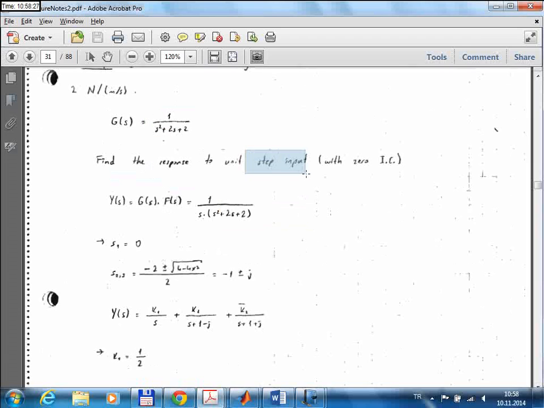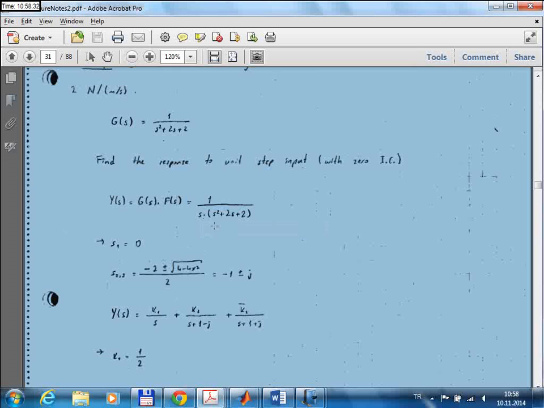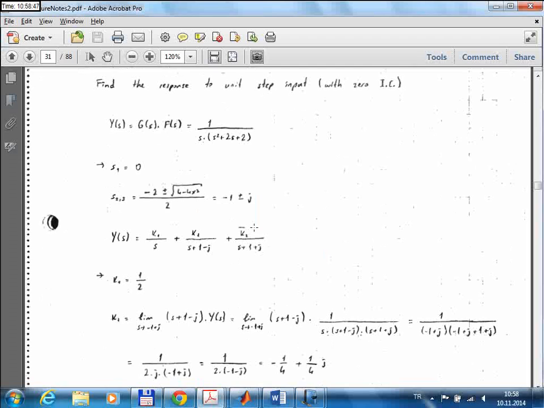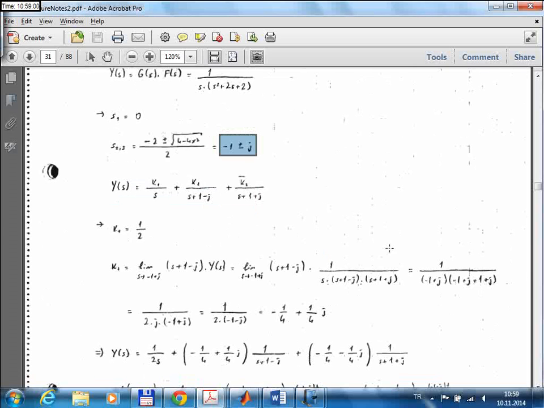For the unit step input, the Laplace transform is 1 over S. Okay, so this is our function, right? This is the function that represents the output of the system, and we need to find the inverse of that. So we start with calculating the poles. The poles of this can be calculated using this formula, and it turns out that it has complex poles, -1 plus and minus j. So here, this example shows how you end up with real functions.